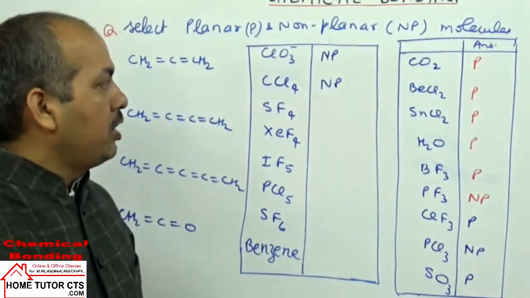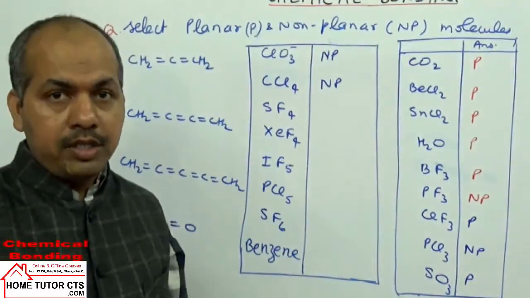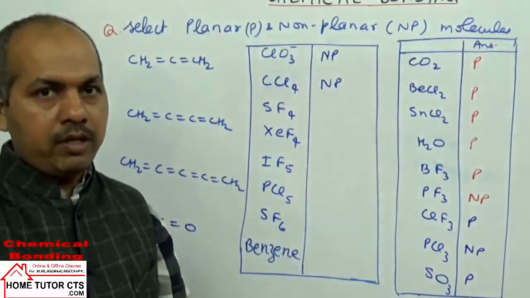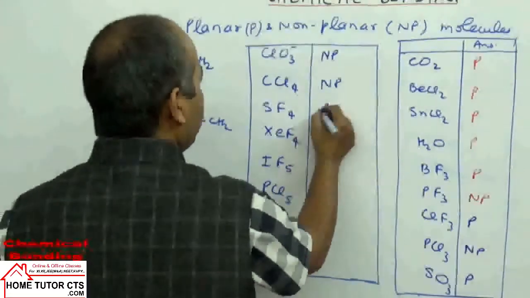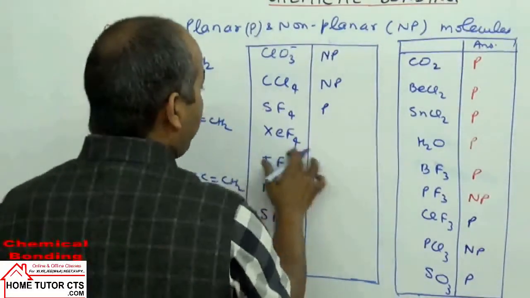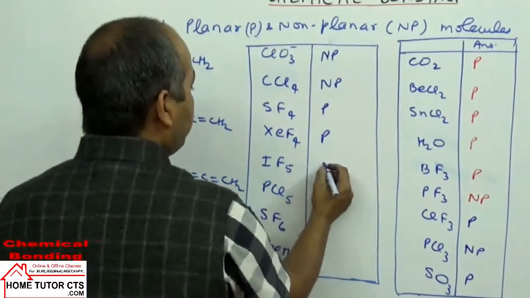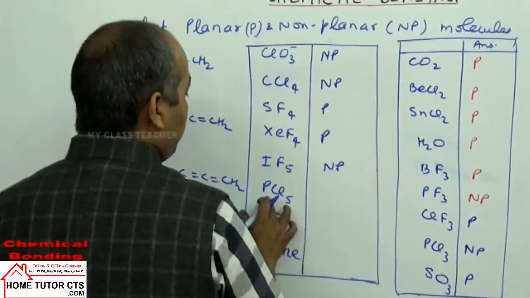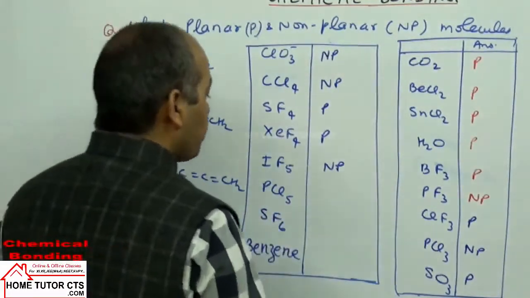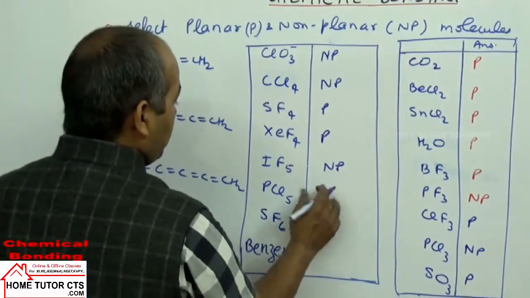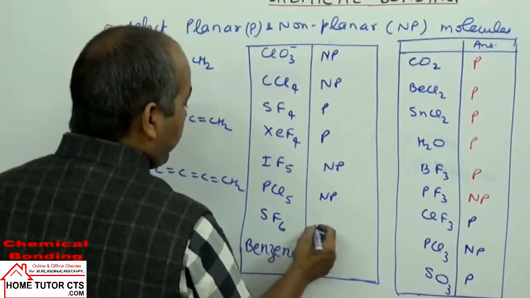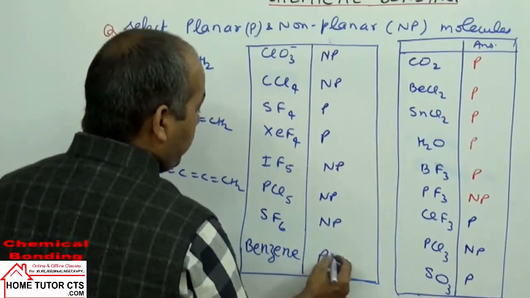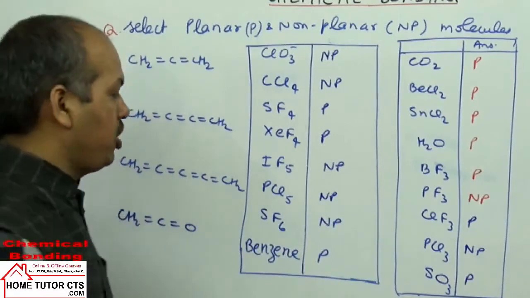If it were taken as trigonal bipyramidal, then not, because then one atom would be here and the remaining ones perpendicular to the plane. But in this case atoms can come in the same plane. XeF4 shape is square planar. IF5 is square pyramidal, non-planar. PCl5 shape is trigonal bipyramidal. All the atoms cannot come in the same plane, so non-planar. Octahedral shape for SF6 molecule, non-planar. Benzene is planar, all the atoms lying in the same plane.